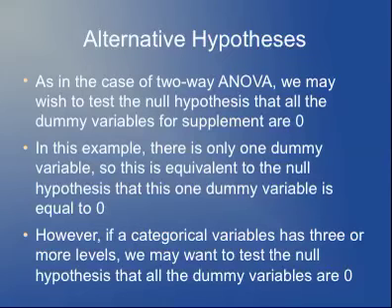But if the dummy variable has 3 or more levels, then we can't do that quite so easily. We may want to test the null hypothesis that all the dummy variables for a particular group are equal to 0.